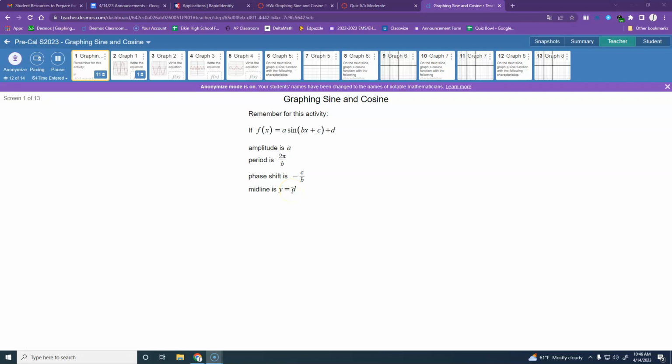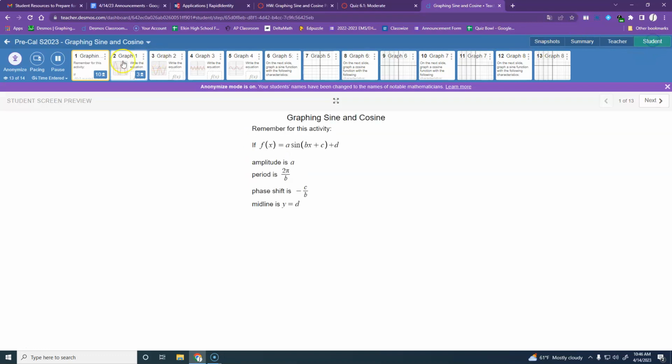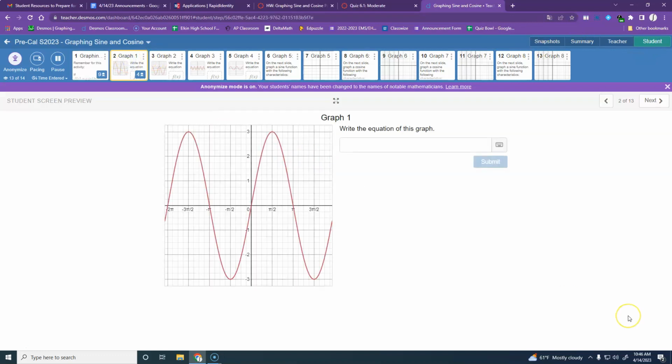Okay, so that's the same thing from the notes that we looked at yesterday. This slide is just there to remind you of those things. You can flip back to it while we work on these. We've got a student view. All right, so I want you to write the equation of this graph.